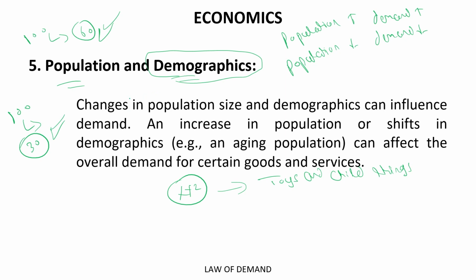The more people of your segment, and in the previous lecture I told you about consumer segmentation, the more people of your segment in the population will lead to more demand. Similarly, fewer people will lead to less demand. Like if the population is 100 people, demand will be for 100 people. If the population is 50 people, demand will only be for the 50 people. All right.